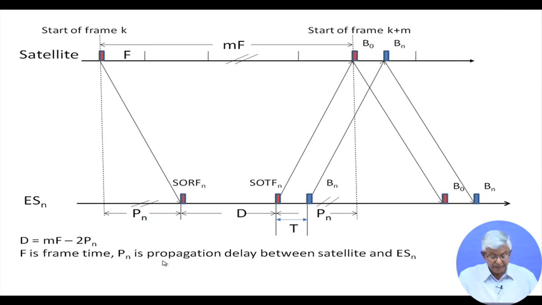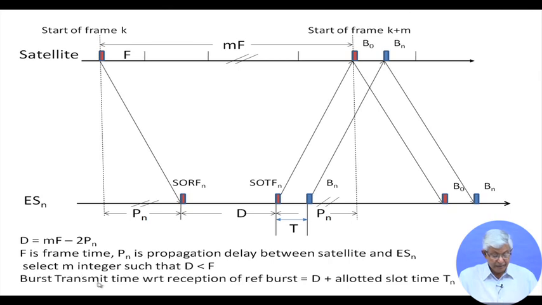F is the frame time, p n is the propagation delay between the satellite and the nth earth station. We have to select this m such that d is less than 1 frame time, though diagrammatically it is shown much bigger, it should be less than that. You should select m such that. Then the burst transmit time with respect to reception of the reference burst is d plus the allotted time slot, that is T n, d plus t. So, you reach at the right allotted slot position.